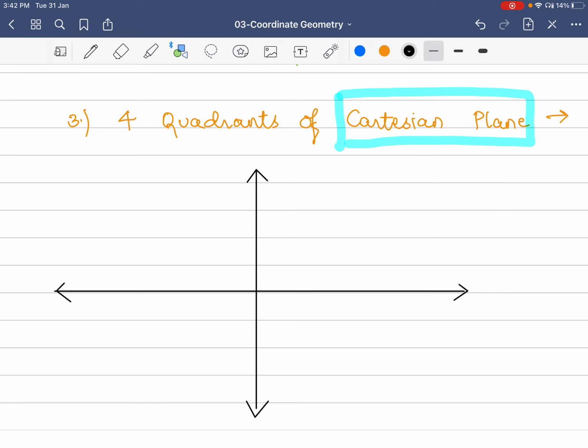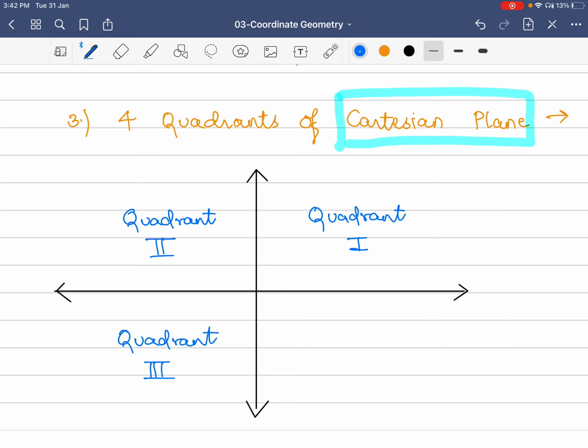Now, this Cartesian plane is divided into four quadrants by these two number lines. I'm just going to put the numbers. This is called the first quadrant. This is called the second quadrant. This is called the third quadrant. So you can see the rotation is anti-clockwise. It's not clockwise, it's anti-clockwise.